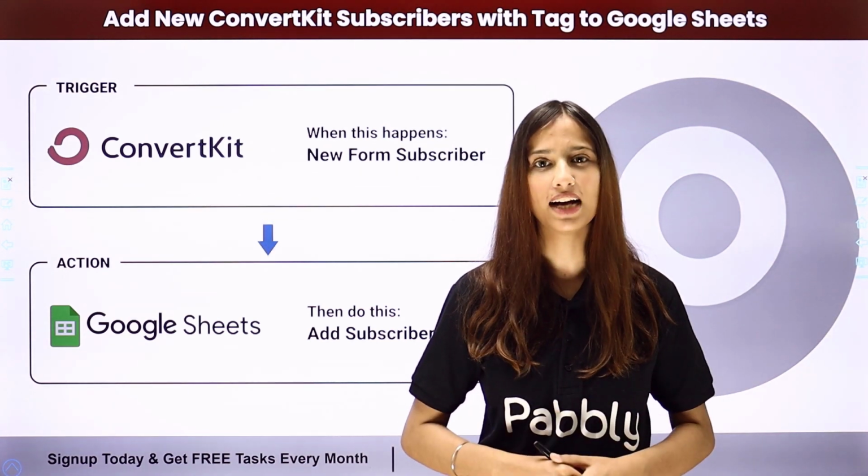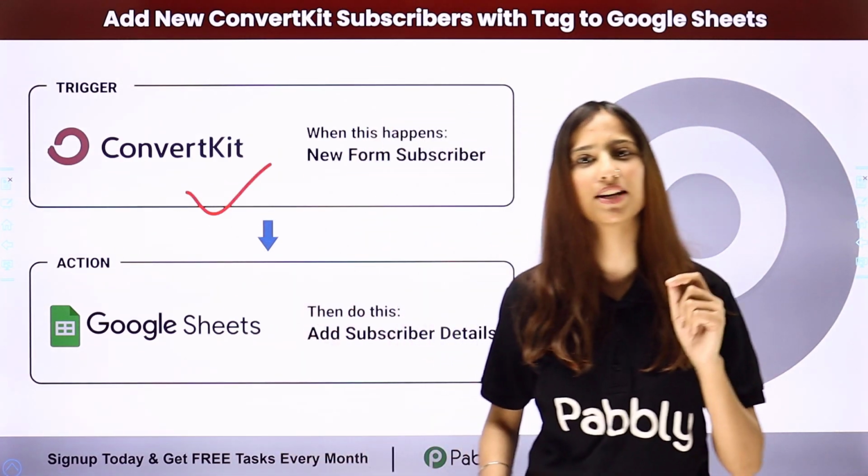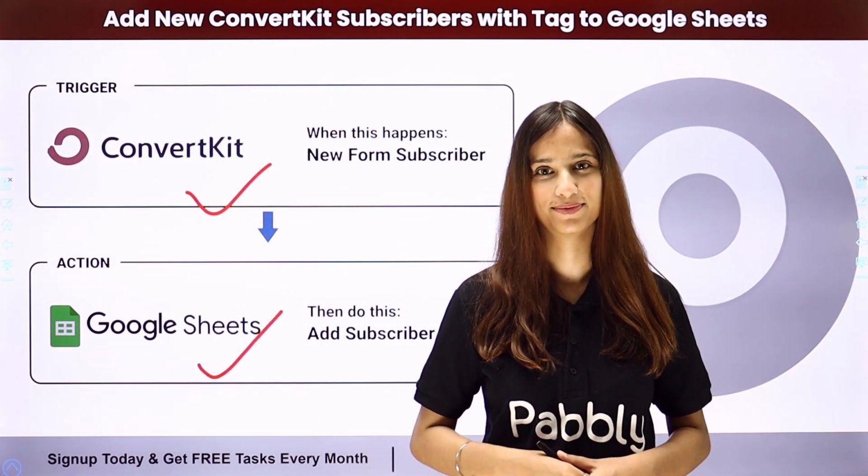So now to do this, here I'm going to use Pabbly Connect and my trigger application will be ConvertKit and my action application will be Google Sheets. So if you want to learn more about this, follow me through the screen.